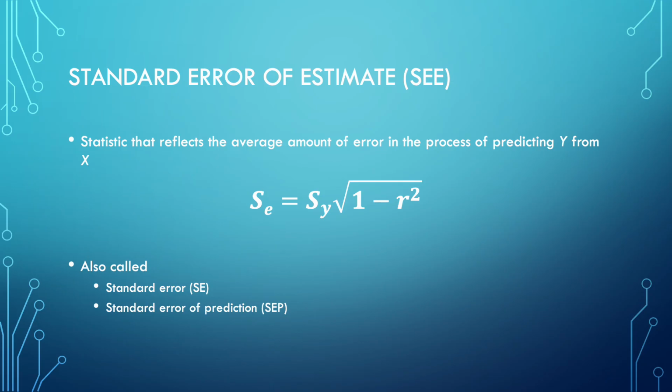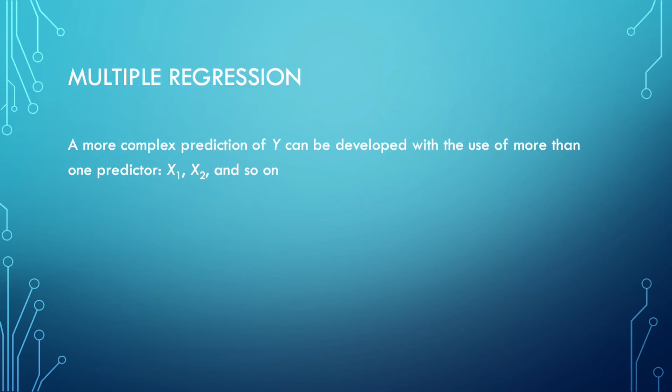Our equation is SE, or standard error, equals Sy. Sy is the standard deviation of y scores, multiplied by the square root of 1 minus our R squared. Remember we talked about R squared previously when we were talking about correlation coefficients. I'm not going to make you calculate standard errors by hand, but it's something that I want you to be familiar with in terms of concepts.